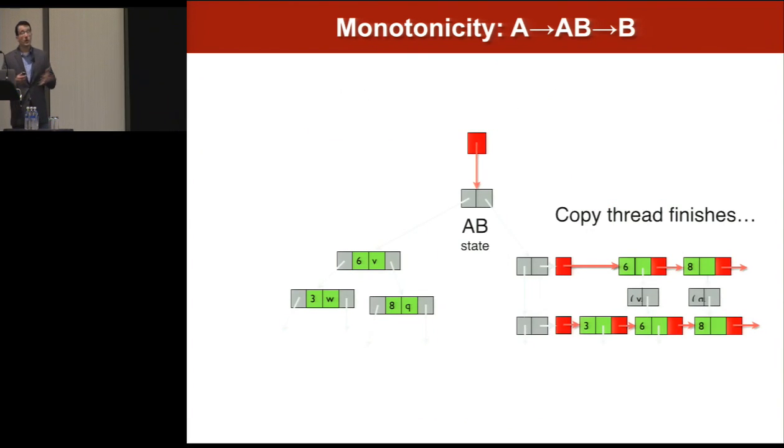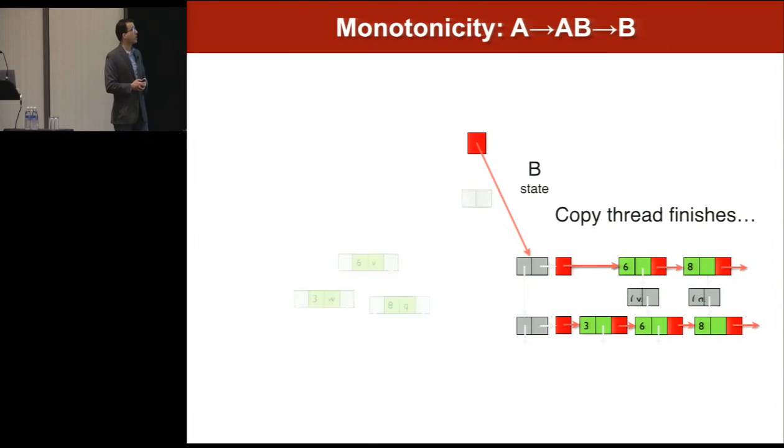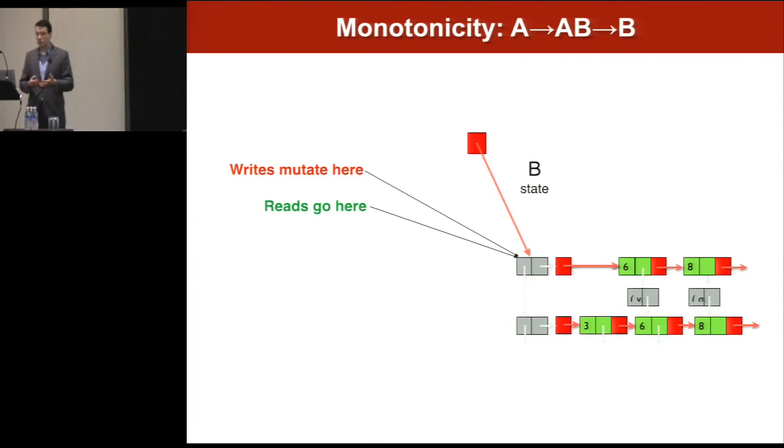Okay, so at some point the copy thread finishes, and we've got all of our information moved over to the new structure from the old one at runtime. So at that point, we can finalize the transition by switching into the B state, swinging the pointer at the top of the data structure, and letting the garbage collector take away the old copy. So that's basically the transition.